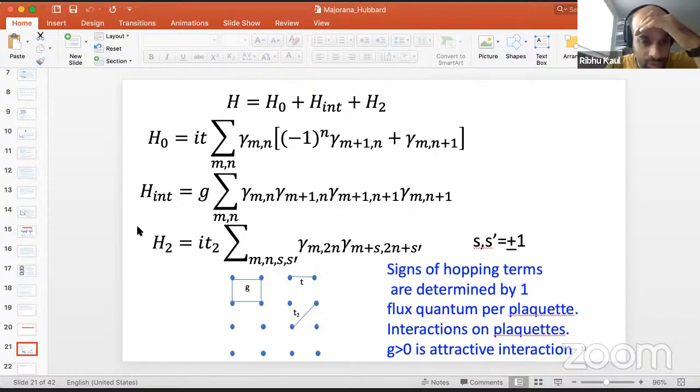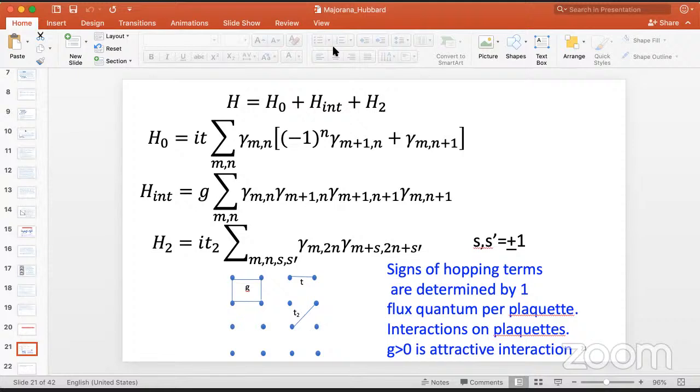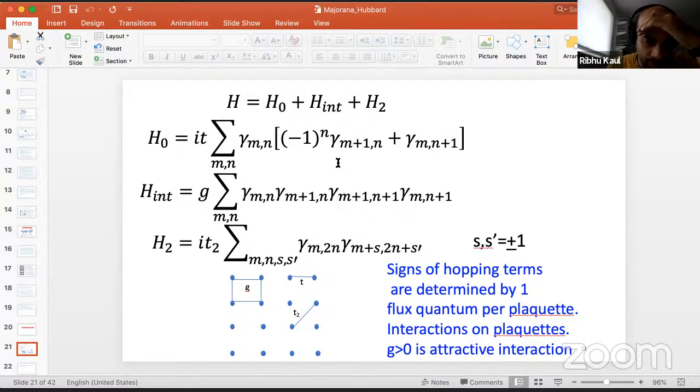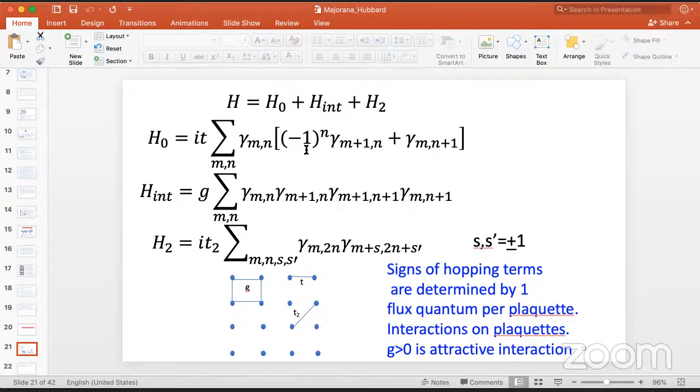I meant the -1 to the n. Oh, yeah, this is determined by the requirement that we have one flux quantum per plaquette. But I guess the model is well defined even if you didn't have that -1. Yes, but if it comes from the superconductor, then this sign has to be here. In fact, this observation was made a number of years ago by some previous authors.